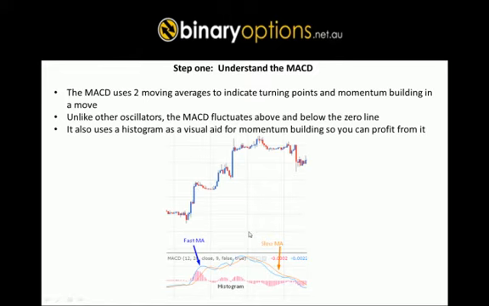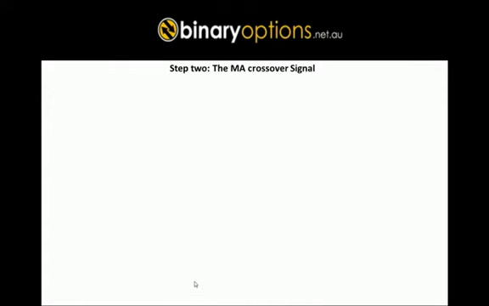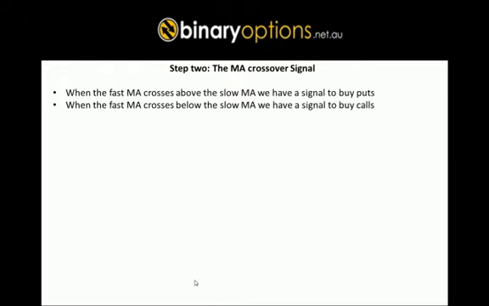So we are going to use the MACD histogram as an aid to know when to trade and when not to trade the signals. The first signal we're going to go through is a simple moving average crossover. When the fast moving average crosses above the slow moving average, we have a signal to buy puts. And when the fast moving average crosses below the slow moving average, we have a signal to buy calls.